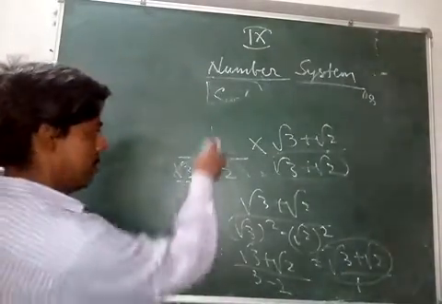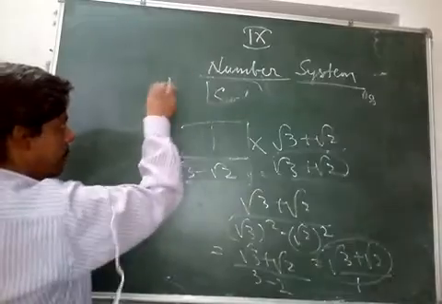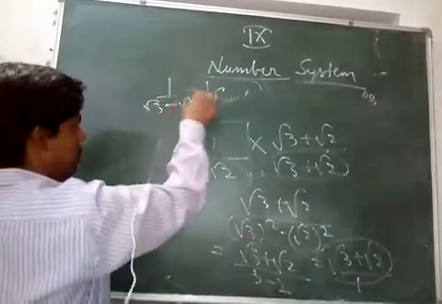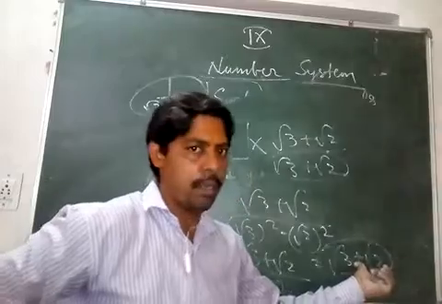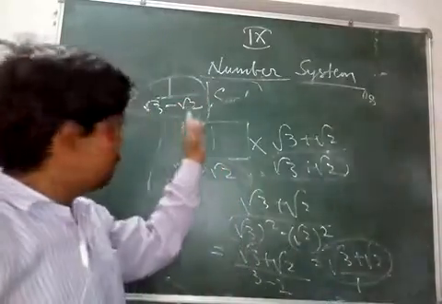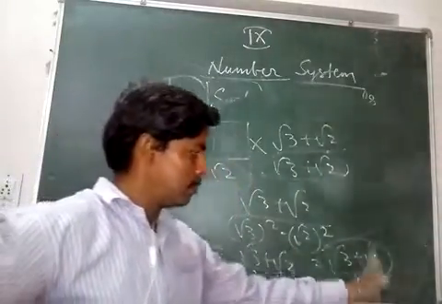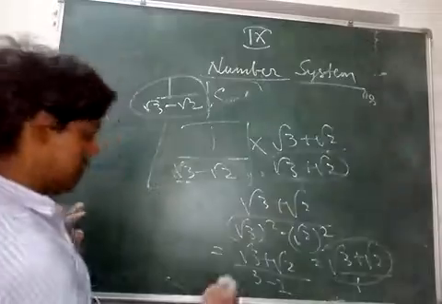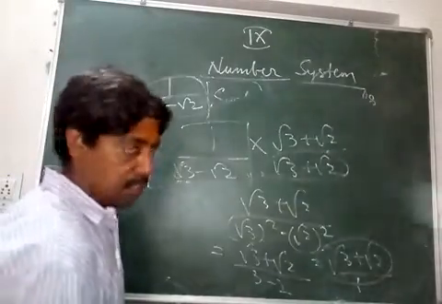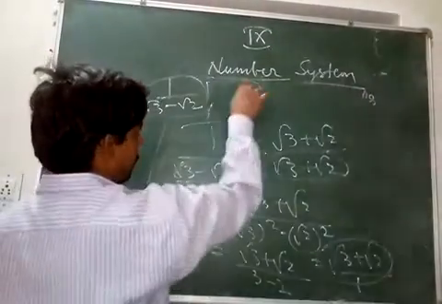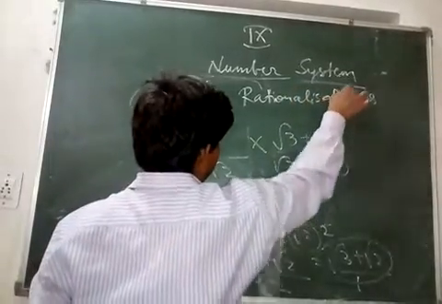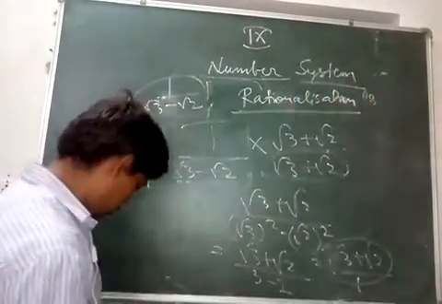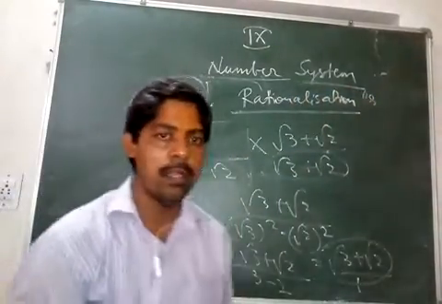Now see what was there in the initial beginning. The root sign was in the denominator, and afterward the root sign has come into the numerator. So 1 upon root 3 minus root 2 is equal to root 3 plus root 2. This process is called rationalization, and this is what we are going to study in detail in the next class.